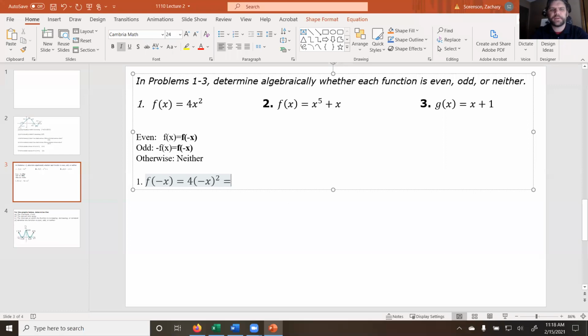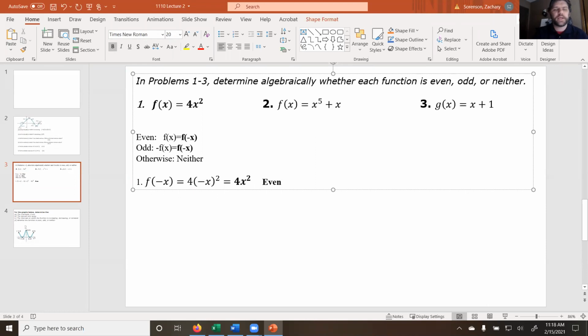And then I simplify. Well, negative x squared is just x squared. Cool. And then as Austin mentioned, now that I found my f of negative x, the test says I should compare this back to my original function. And lo and behold, they are exactly the same. F of x squared, even.